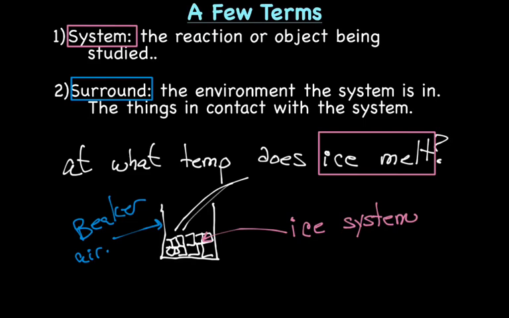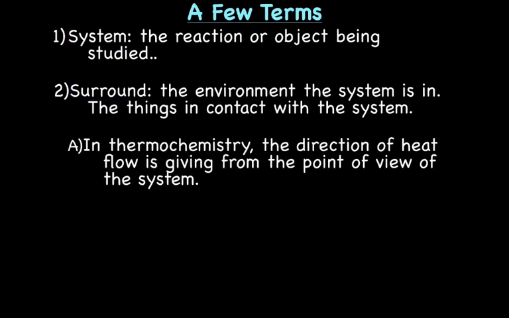The reason this is a big deal is that you're going to find in some experiments that even though we care about the system, we can only measure the temperature or whatever of the surround. So you kind of have to think about what you're measuring versus what you're really looking for. And that'll make more sense in a little bit. All right. In thermochemistry, the direction of heat flow is given from the point of view of the system, the thing that we're studying. And that will also make sense in a moment.